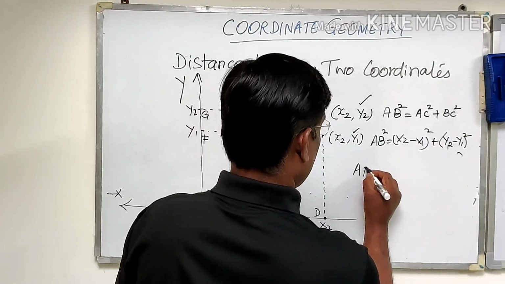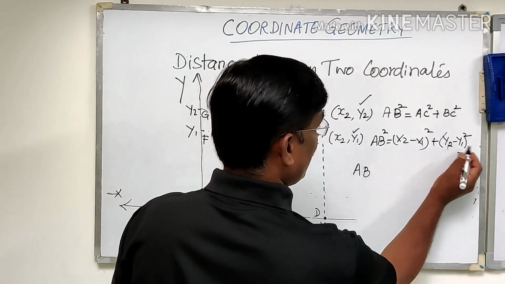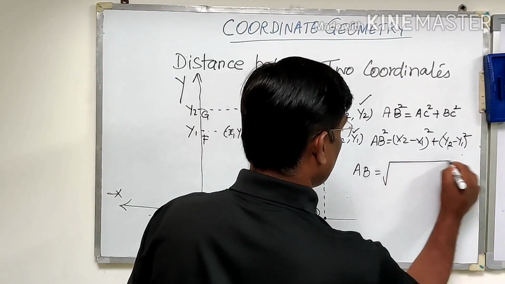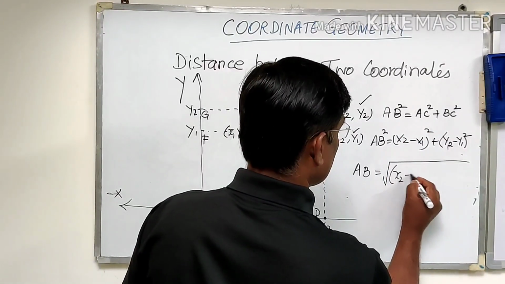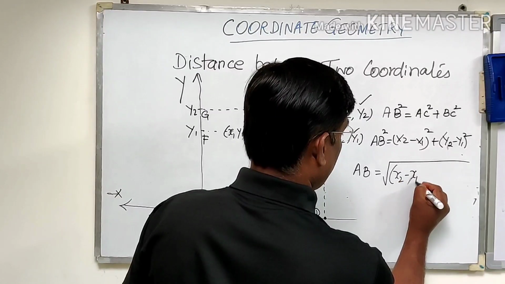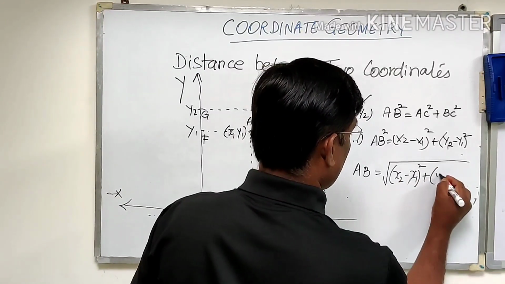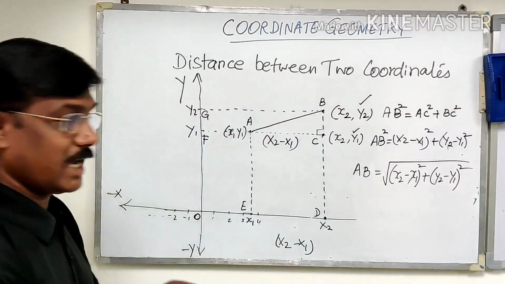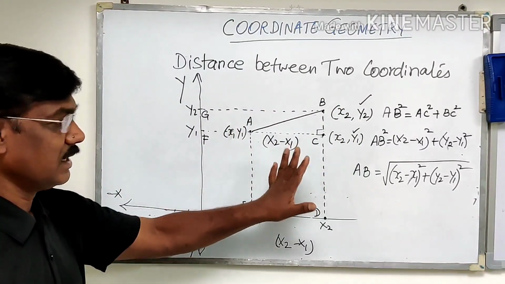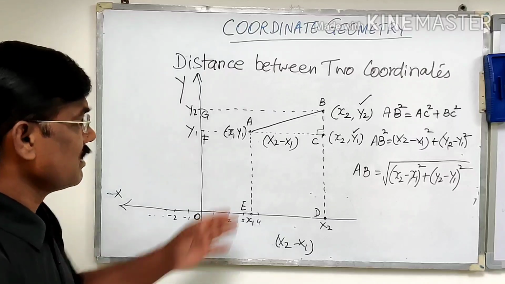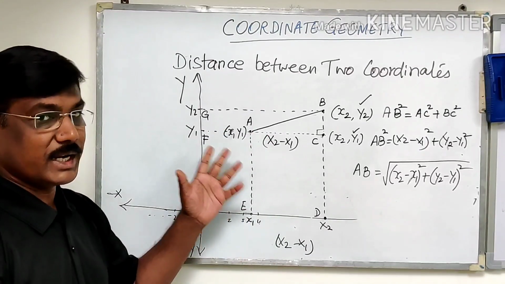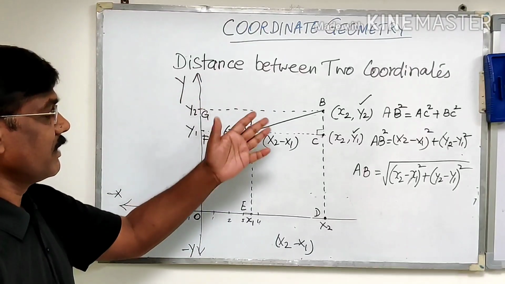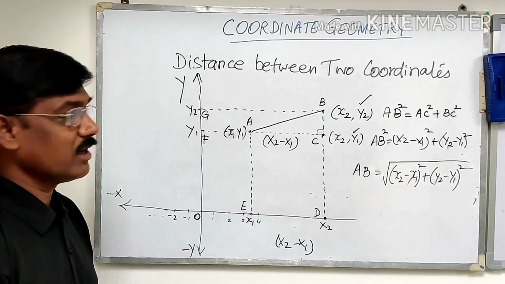So AB square is this. What is AB? Take square root on both sides. You will get AB equals the square root of x2 minus x1 the whole square plus y2 minus y1 the whole square. I have told you this briefly because you have already learned. It is just to recollect how we derive the formula for finding the distance between two coordinates. This is how we derive it.